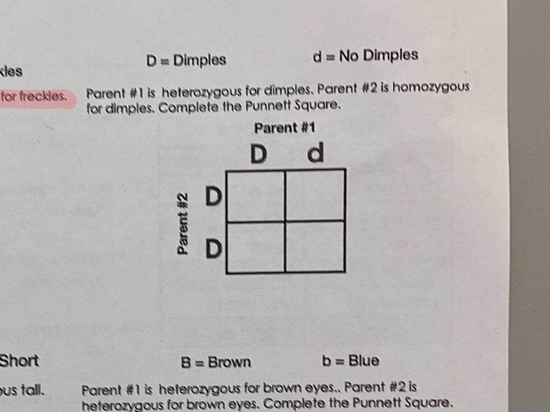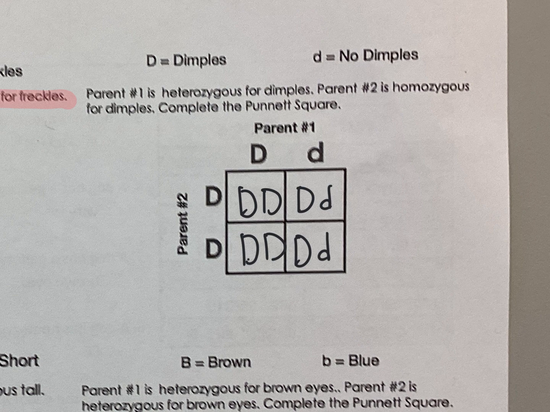Number 2 is looking at dimples being dominant and no dimples being recessive. Parent number 1 is heterozygous for dimples. Parent number 2 is homozygous for dimples. Complete the Punnett square below. If I have a capital letter, I'm going to write it first. If I have a lowercase letter, I'm going to write that second. Easy as that.